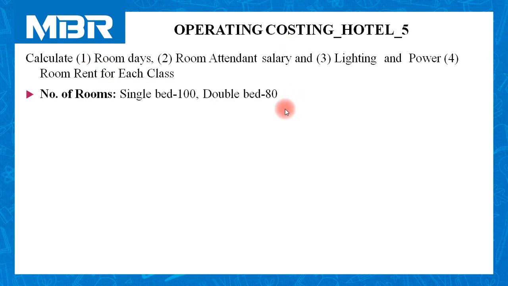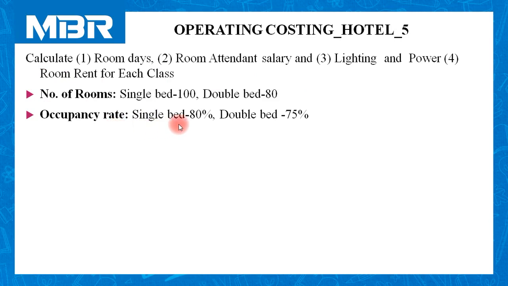Let us refer to the details. Number of rooms: single bed 100, double bed 80. You can say single bed room or double bed room, single room or double room, or single bed or double bed. Ultimately, it is one and the same. Number of rooms are given to us in the first information.